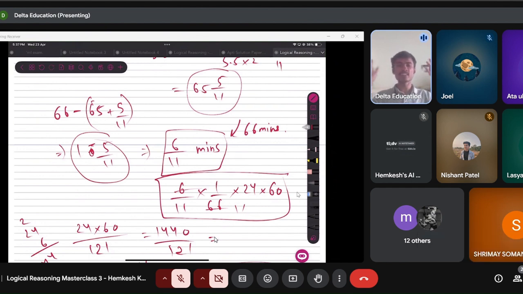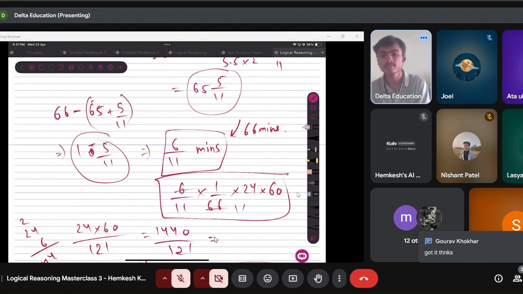See, the method can be anything. We got this by the unitary method itself, 1 upon 66. So yes, we can do it by the unitary method too. In 66 minutes it lags by 6 by 11, so in 1 minute how much? 6 by 11 upon 66, simple. Anybody else has any doubts?